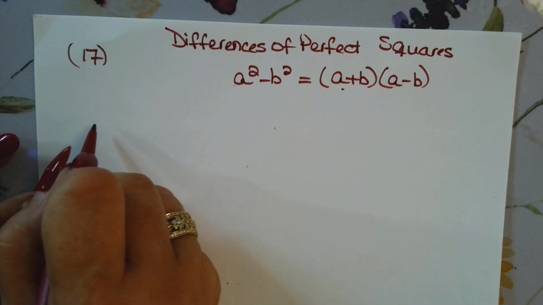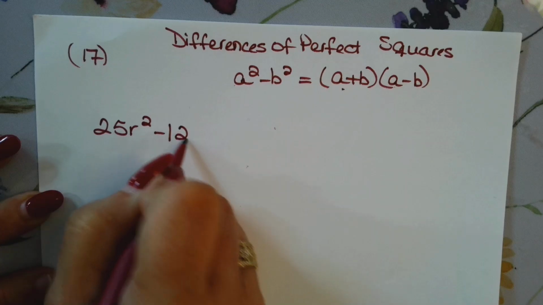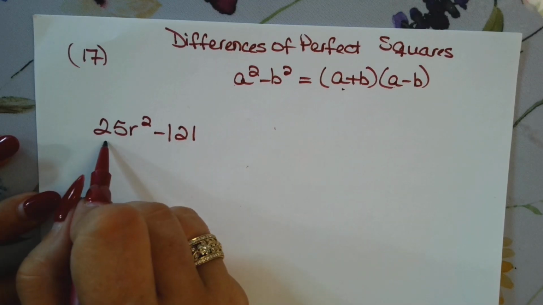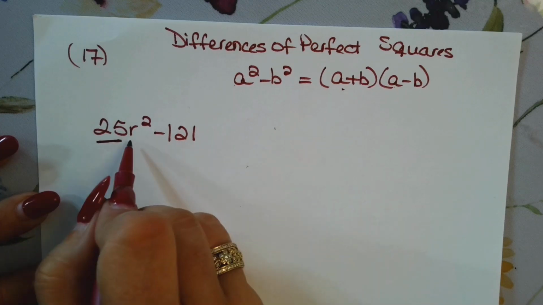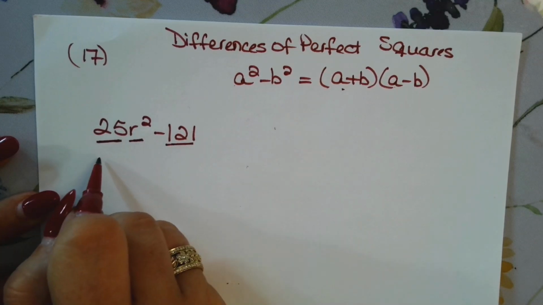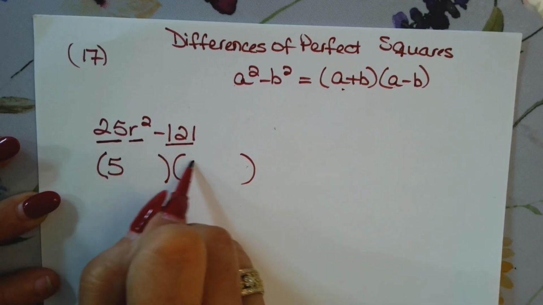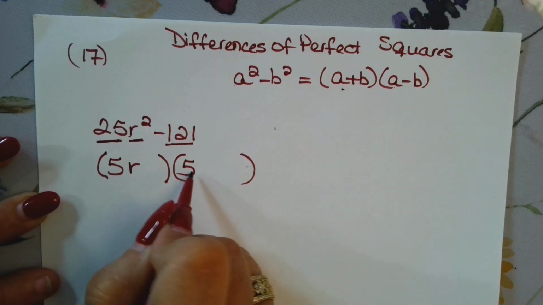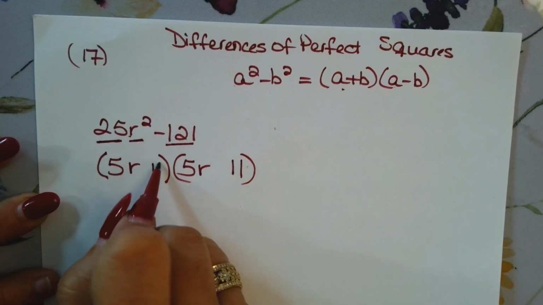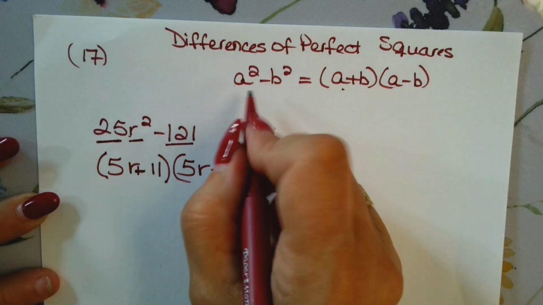Let's take a look at 17. You have 25r squared minus 121. There is no greatest common factor there, but you should see that 25 is a perfect square, r squared is a perfect square, and 121 is a perfect square. So the square root of 25 is 5. Square root of r squared is r. Square root of 121 is 11. And then one just becomes positive and one becomes negative.